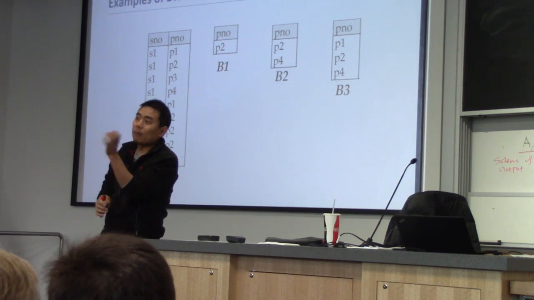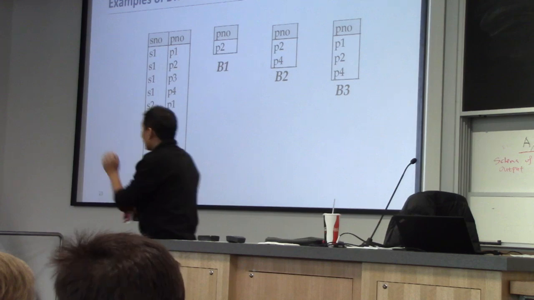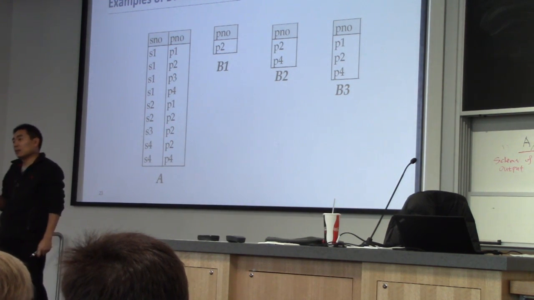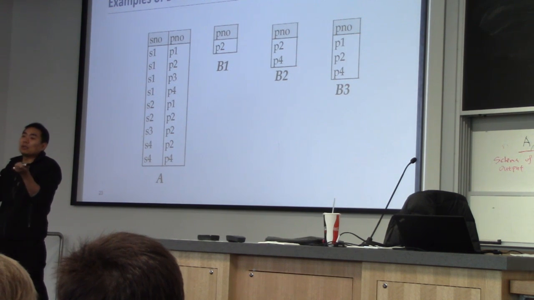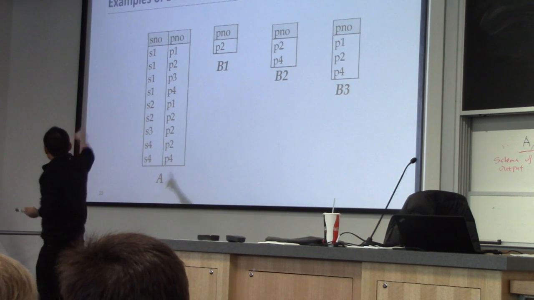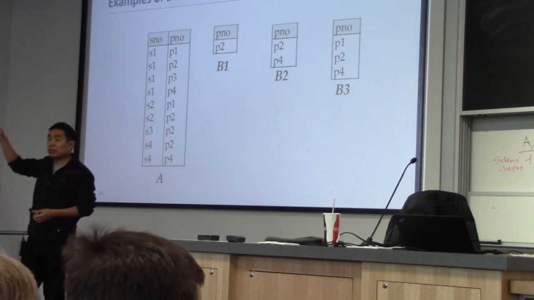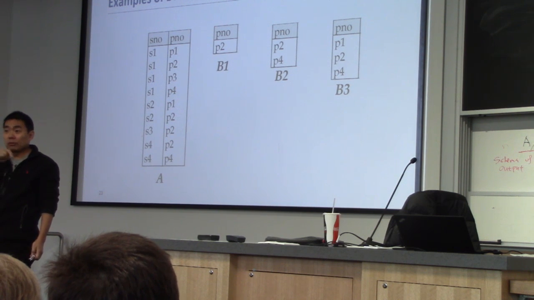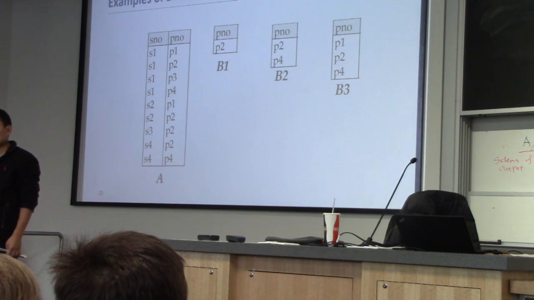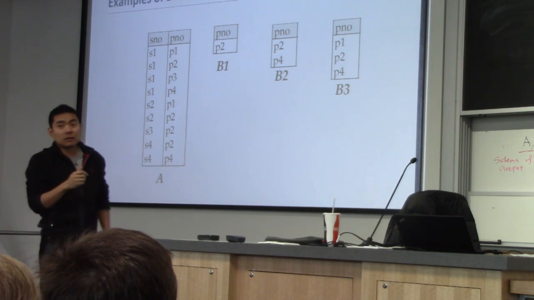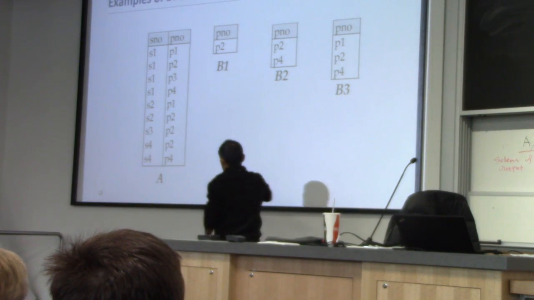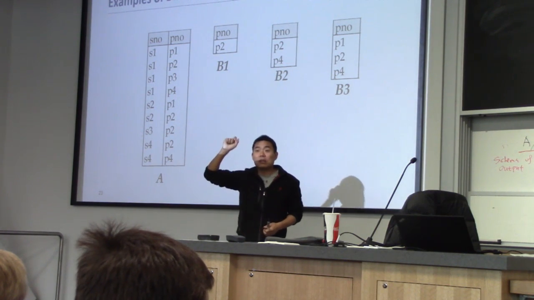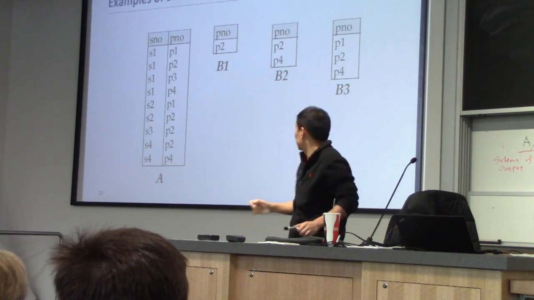For this very simple table, I want to answer the following: who works on product number 2? Well, you argue, okay, I can do that using a selection. I can select from A where product number equals product number 2. Right? That's one way of doing it. The other way of doing that is to do division. I use A divided by B1, where B1 has only a single product number, which is P2.